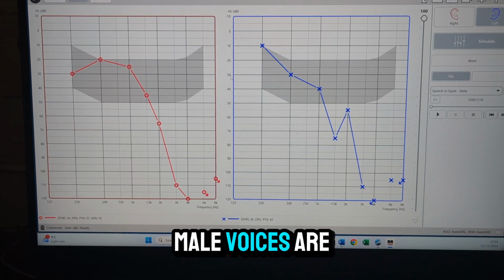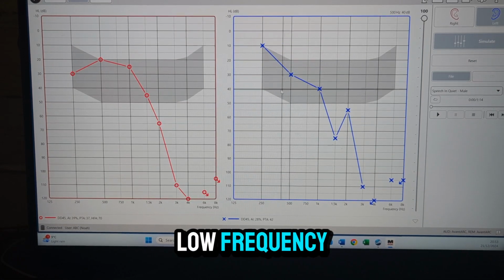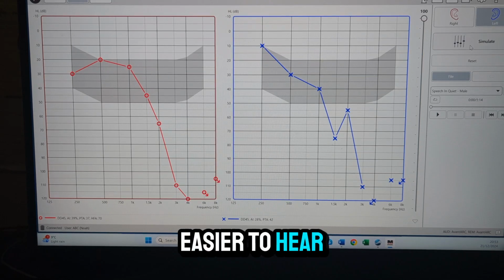I suspect because male voices are more low frequency dominated, that the male voice may be a bit easier to hear. Let's give that a go and see.